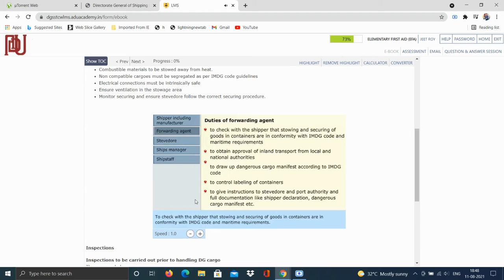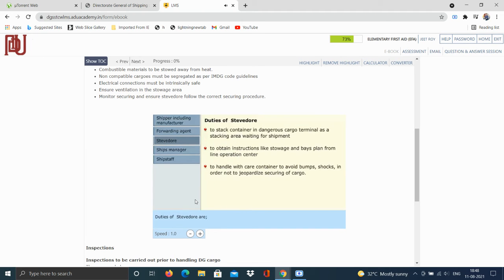conformity with IMDG code and maritime requirements, to obtain approval of inland transport from local and national authorities, to draw up dangerous cargo manifest according to IMDG code, to control labeling of containers, to give instructions to stevedore and port authority and full documentation like shipper declaration, dangerous cargo manifest, etc.